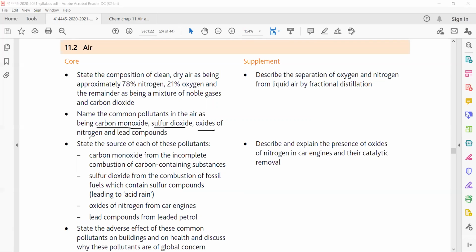Oxides of nitrogen come from the car engine, where oxygen and nitrogen react at high temperature. They can cause acid rain as well as photochemical smog. Lead compounds are not originally present in the fuel. They are added to make the fuel less volatile, and when released they can damage the nervous system.